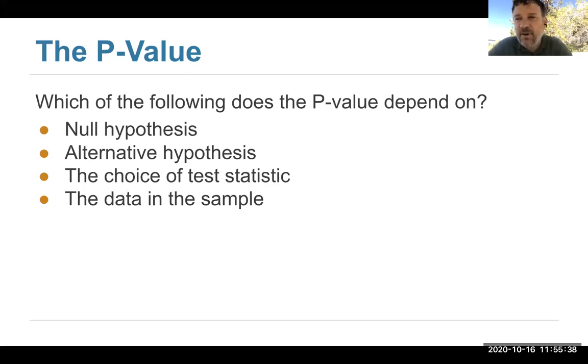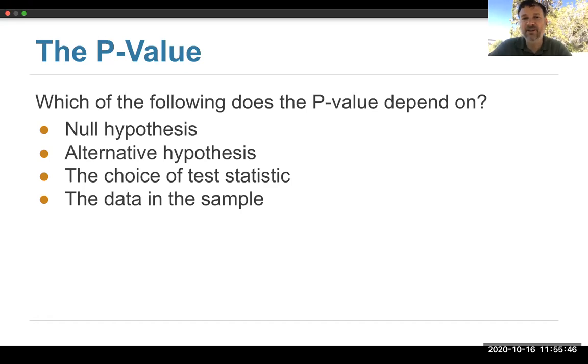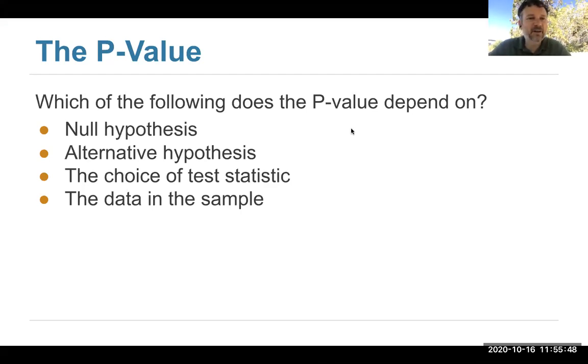All right, it does depend on the null hypothesis. The p-value is computed based on these simulations. The simulations are done assuming the null hypothesis is true. So the p-value does depend on the null hypothesis. It doesn't depend on the alternative hypothesis. Well, let me rethink that. It does depend on the alternative hypothesis in the sense that we need to know which tail of the histogram to look at, whether larger values of the test statistic favor the alternative or smaller values favor it. So in that sense, it depends on the alternative, but only in that limited way.